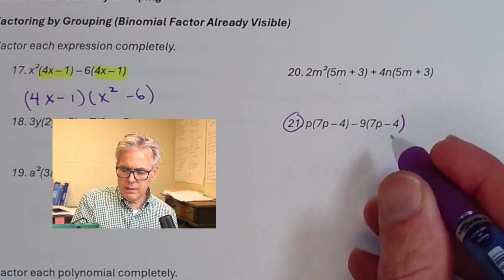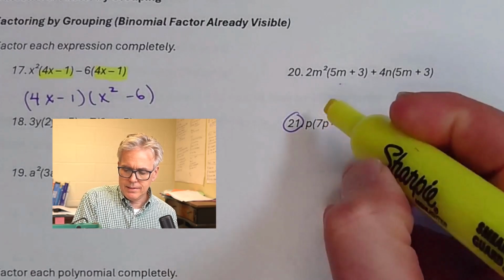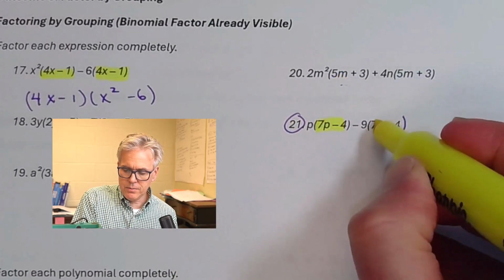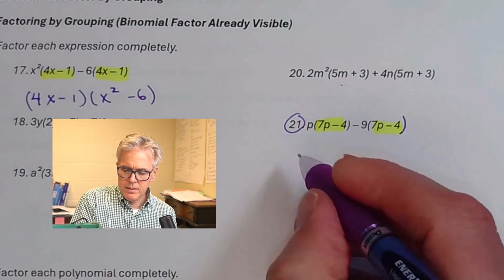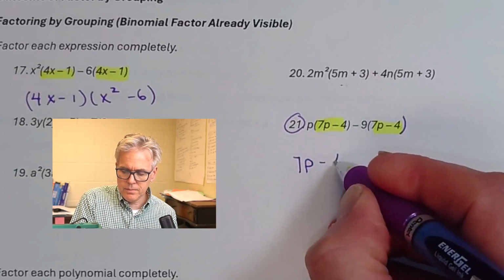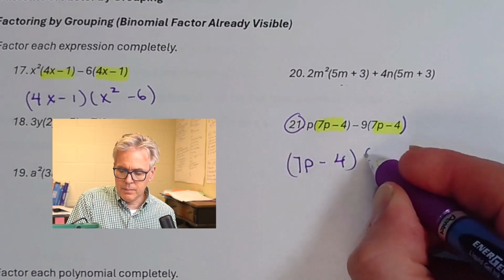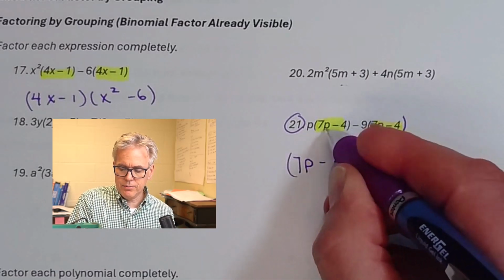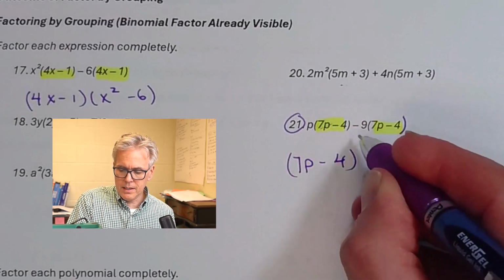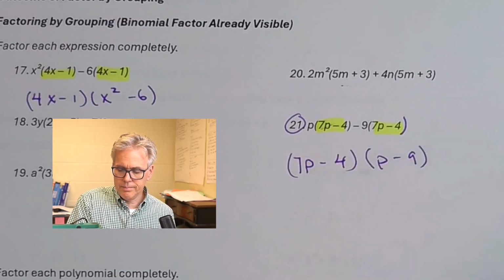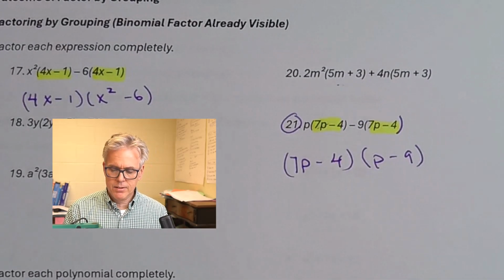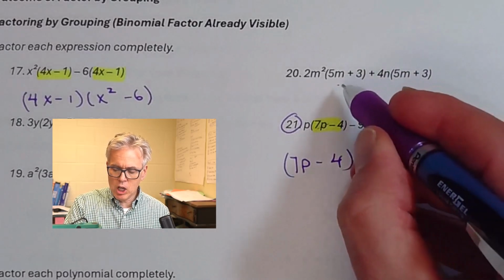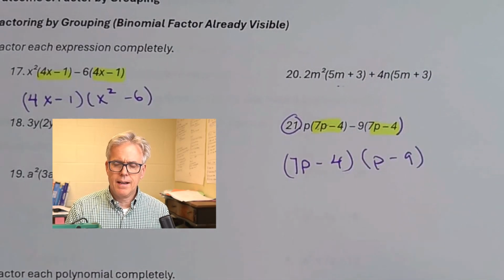So when I do this one, what's my common factor? Well, 7p minus 4. So I'll say 7p minus 4. Then I'm left with what? When I remove a 7p minus 4 here, that's gone. I'm just left with a p, and I'm left with a minus 9. Okay. So when the binomial factor is already visible, these aren't too bad.